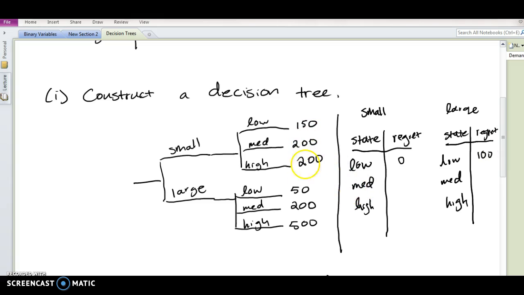In the medium state, we see 200 is the same in both cases. So regardless of whether you've chosen to build a small or large plant, you have 0 regret. 200 minus 200 is 0. And let's look at the final position, high. Well, small would have 500 minus 200, $300 million of regret, whereas large would have $0 million of regret because they have the best possible scenario.